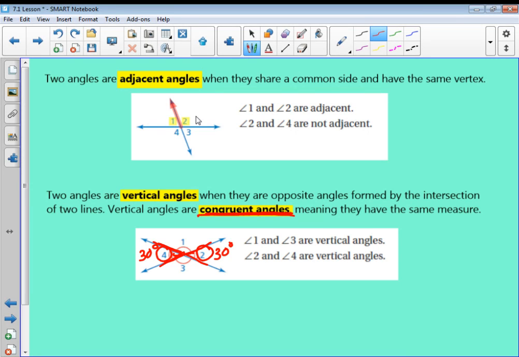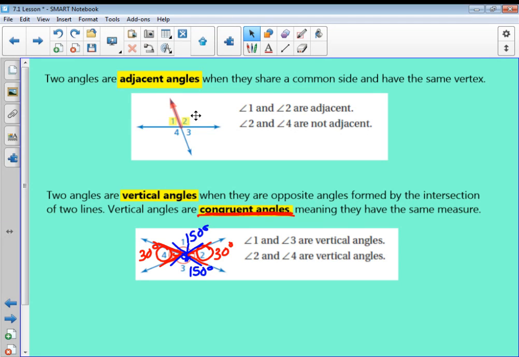The other set of vertical angles on this are 1 is vertical to 3. Okay, so those are also equal in measure to each other. They're not necessarily going to be equal to 2 and 4. 1 is actually 150 degrees, and 3 is also 150 degrees. Those two are congruent to each other.